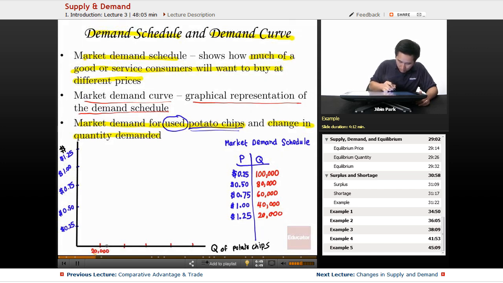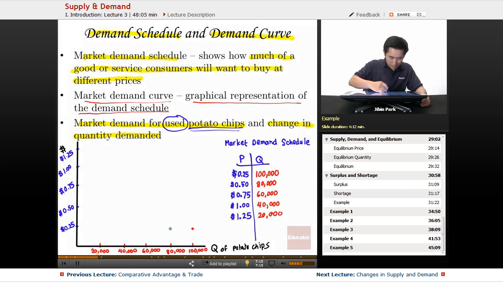And then on the labeling on the bottom, we'll go in increments of 20,000. So let's go with 20,000 here, 40,000, 60,000, 80,000, and then 100,000 here. And basically what you're doing is you're just plotting the points at this point. So at 25 cents, you have 100,000 potato chips that are demanded here.